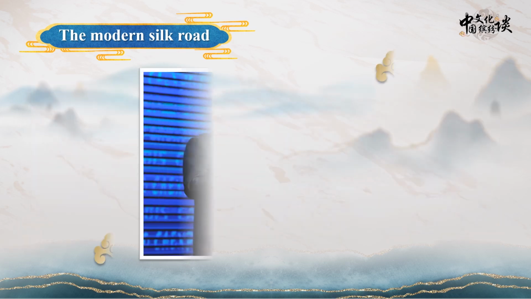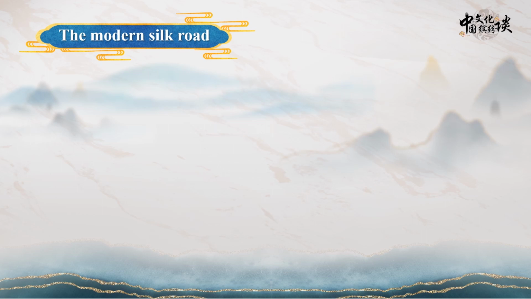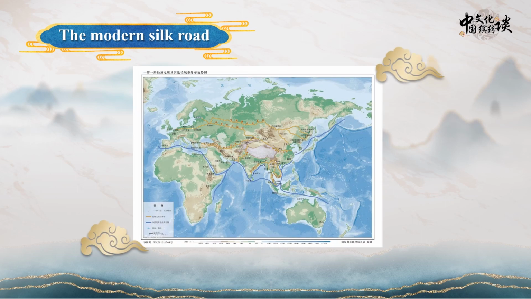At the China-ASEAN Expo in 2013, Chinese Premier Li Keqiang emphasized the need to build the Maritime Silk Road oriented toward ASEAN, and to create strategic propellers for hinterland development. Though proposed by China, the Belt and Road Initiative is a common aspiration of all countries along its routes.